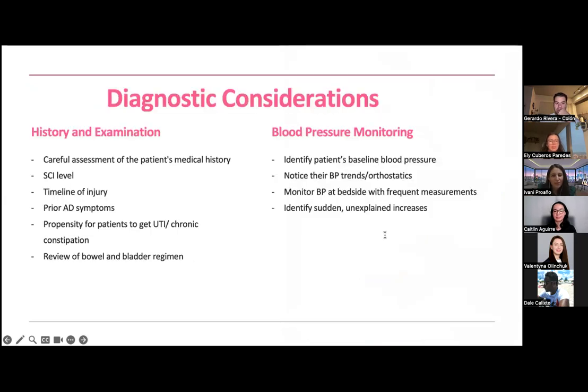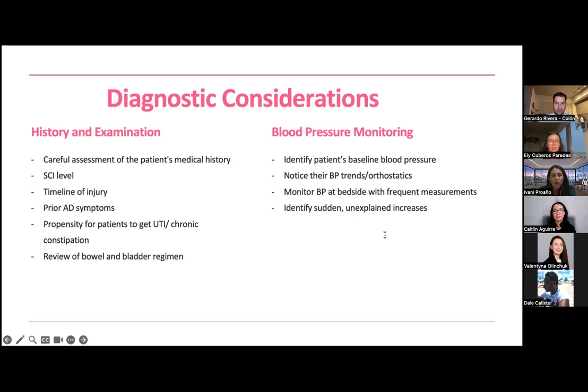Okay. And so we have diagnostic considerations, things to keep in mind when we're trying to evaluate a patient and determine if they have risks for developing autonomic dysreflexia. We have to do a careful assessment of the patient's medical history. For example, we have to really know their spinal cord injury level and the timeline of the injury. We have to know prior AD symptoms, like has this person had AD in the past or is this a new thing? We have to keep in mind that AD doesn't happen immediately after a spinal cord injury. It happens at least 6 weeks after the onset of the injury.